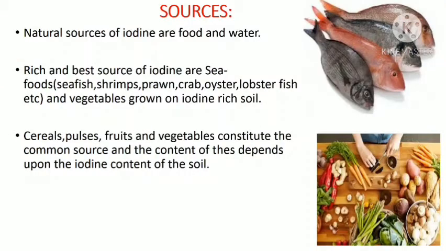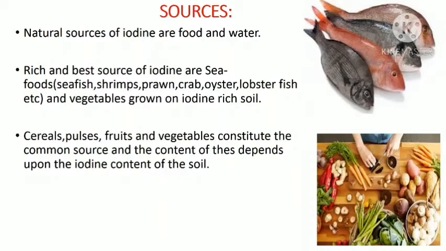Now about the sources from where we get this iodine. As I have already told you, iodine is a crystalline solid, grayish black in color, never found in nature uncombined. Natural sources of iodine are food and water. The richest and best sources of iodine are seafoods: sea fish, shrimps, prawns, crab, oyster, lobster, and vegetables grown on iodine-rich soil.